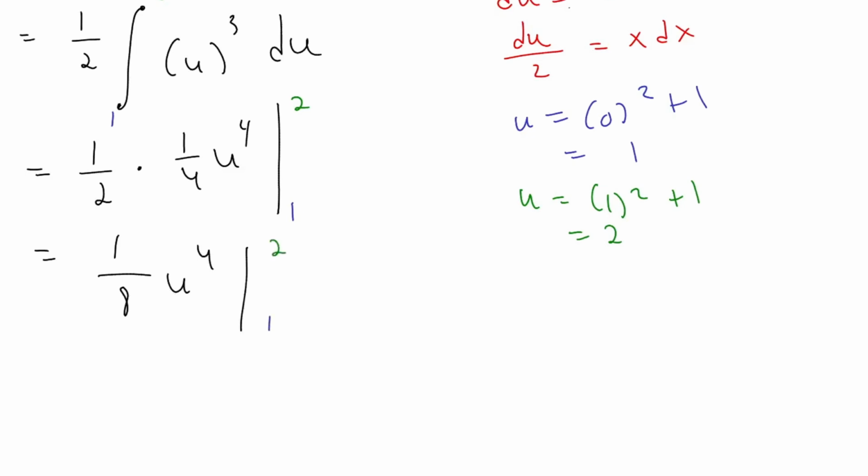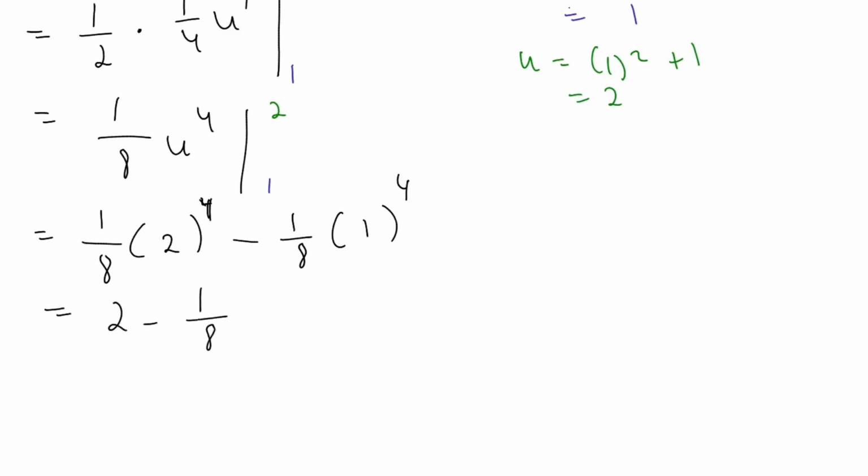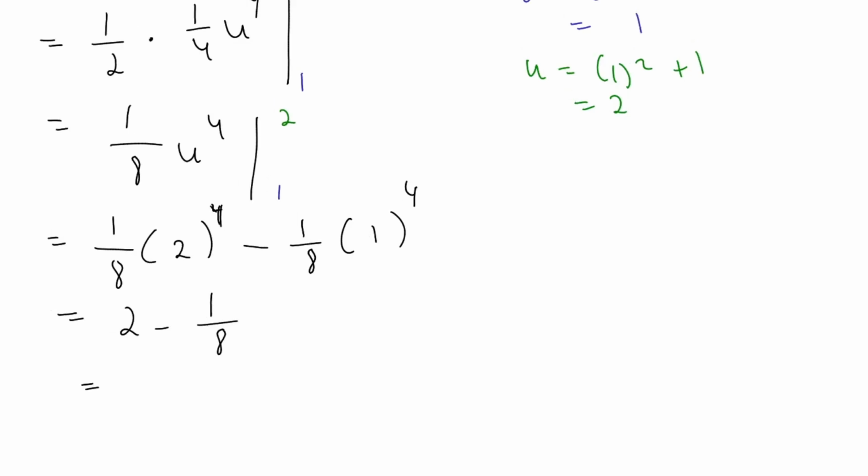Now you just want to sub your bounds straight into our equation here. So it's going to be equal to 1 over 8 times 2 to the 4th. Remember, this 2 came from this bound over here, by the way, right? Subtract 1 over 8 multiplied by 1, which is the other bound, to the 4th, right? Because then if we simplify this further, it's going to be 2 subtract 1 over 8, which is then equal to 15 over 8. And that is our final answer for this question.